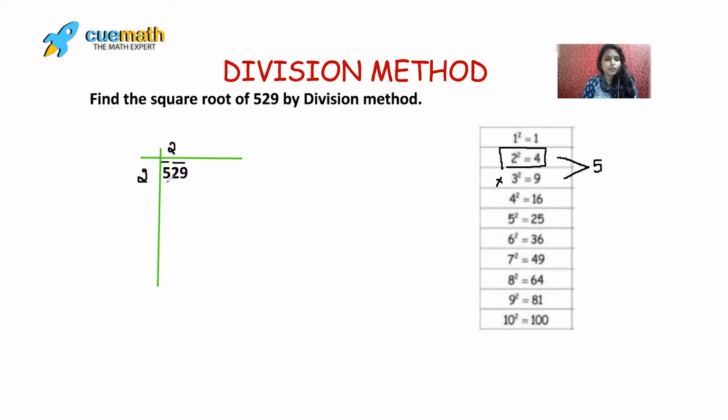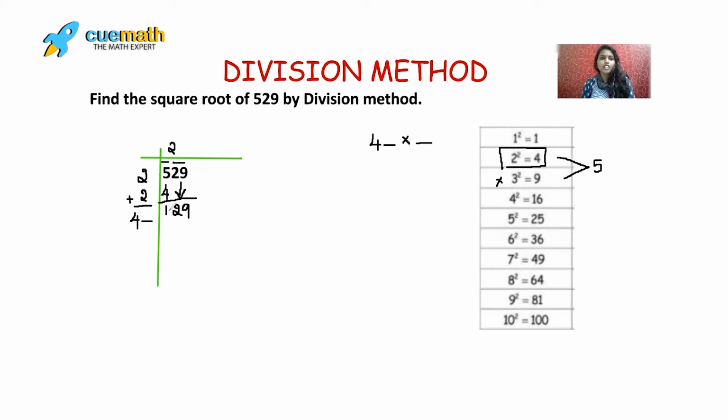So 2 times 4, it's nothing but 4. And I would get 1 as the remainder. The third step is I have to bring down the next pair of numbers. Okay, after this, what do I do? Yes, I have to double this. So 2 plus 2, if I double that, I would get 4 and a dash. So let's check 4 dash times dash.